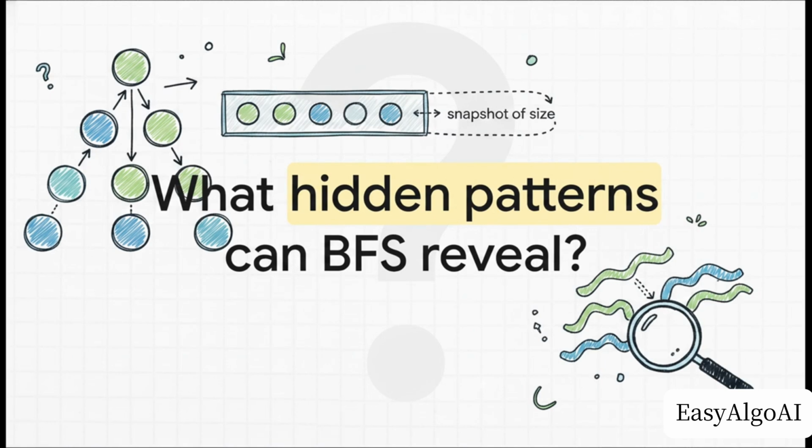And there you have it. Understanding how to just take a snapshot of a queue size right before processing gives you absolute total control over tree levels. It's a real game changer.